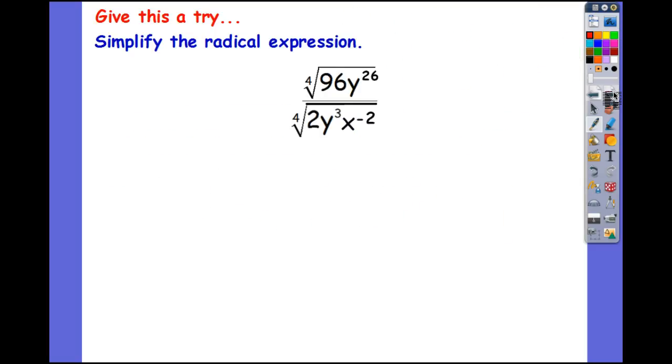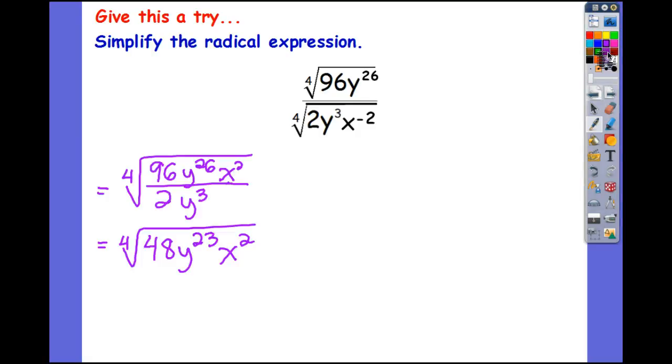last example, pause the video, see if you can combine everything that we've talked about in this lesson and simplify this radical expression. So first step, I combine these under 1 radical since these have the same indices. 96 divided by 2 is 48. Y to the 26 divided by y to the 3rd is y to the 23rd. And then I did move this to the top of the fraction, so I could write that exponent and make that exponent positive.